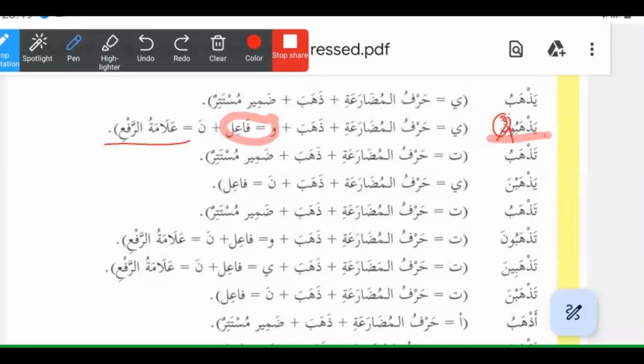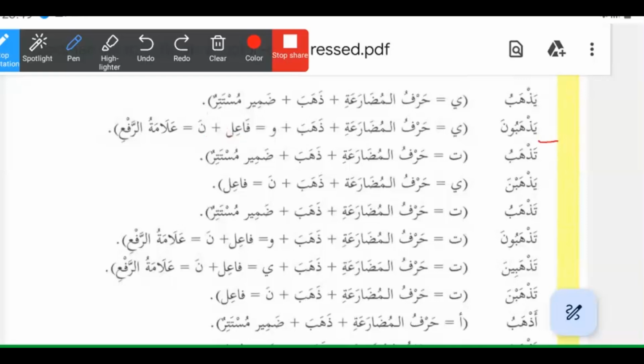That's why it's mentioned here. Noon is alamatu rafa', which means the normal form, the base form of the future tense, is in dhamma. We cannot write the dhamma here. It is being written as noon. That's why it's saying that it is the sign for dhamma.